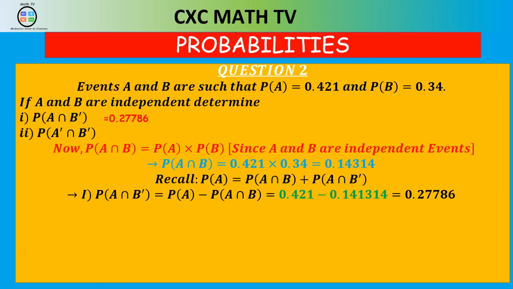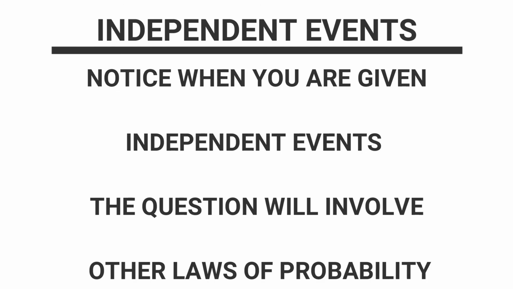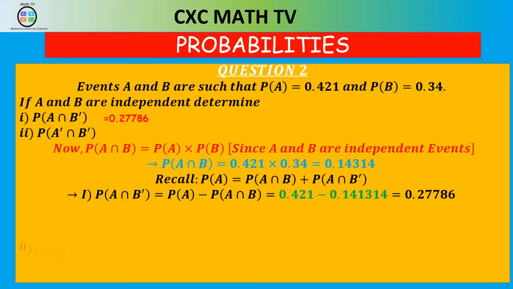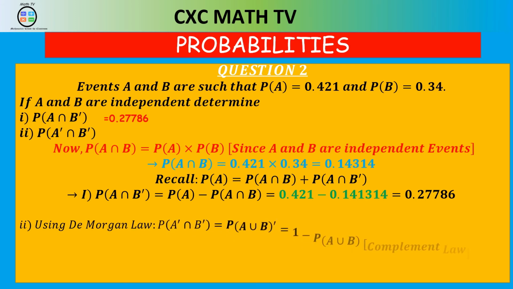Alright, so we can write that down: the probability of A intersect B complement is 0.27786. Beautiful. And in order to do that, we had to use the fact that they told us A and B are independent events. Now let's have a look at part 2. We need to now find the probability of A complement intersect B complement. Now, that's difficult to find directly, but using De Morgan's law, that is the probability of A union B complement.